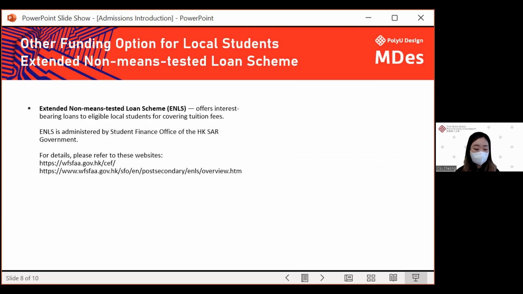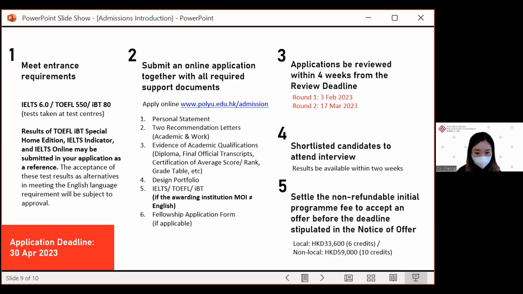Okay, so if you are unable to successfully apply for the fellowship, there are some other funding options you may consider. There is a loan from the government, and for more details, you may see these 2 websites.